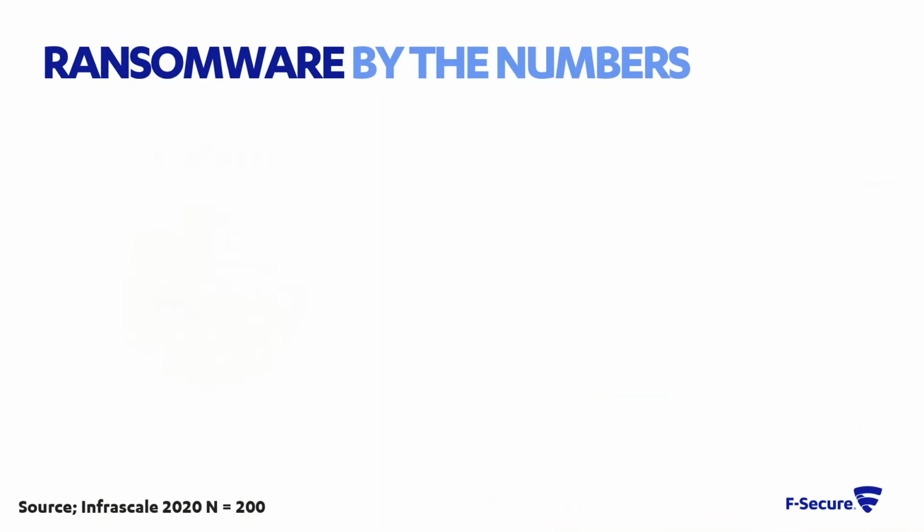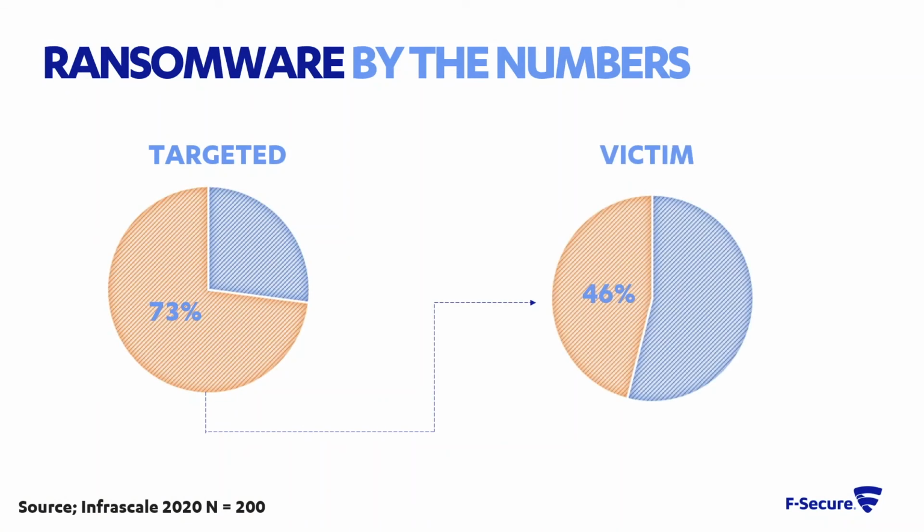So just a little bit about the numbers. In a recent survey done by a company called Infrascale, they surveyed more than 500 C-level executives within the SME space. 73% of these 500 C-level executives, 73%, that's a huge number, said they had been the target of ransomware attacks. And 46% of these, I mean the ones that had been targeted, said they actually ended up being victims of a ransomware attack. So almost half of organizations in this space who were targeted actually became victims. That is a huge number, in my opinion.